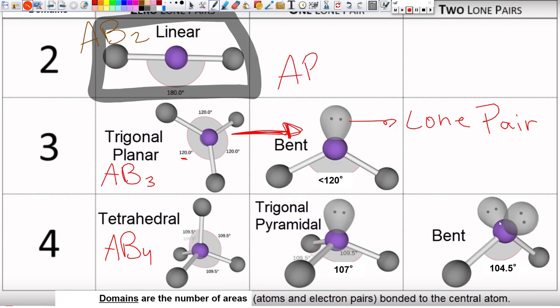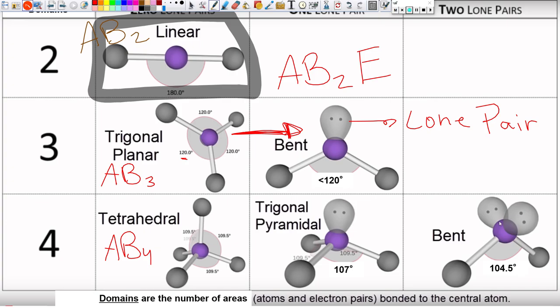It's A, B. How many bonded atoms are there? 2. What else do I now have? I've got a lone pair. There's another letter. Can anybody guess what that letter is? E. Just E. Why? It's an extra pair of electrons. Okay? It's an extra pair of electrons. Now, how many E's are there? How many extra pairs are there? Just one extra pair.